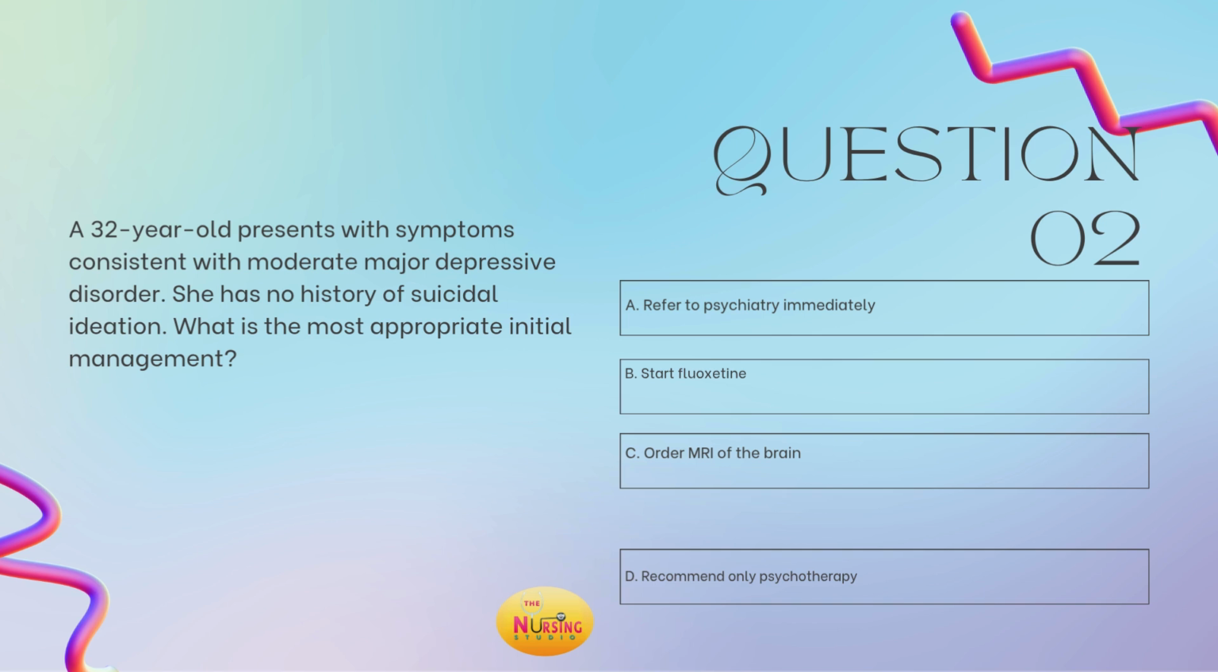All right, and the stem of the question here states, what is the most appropriate initial management? So again, have they provided us with a diagnosis? And they have in this situation. It states that the patient has moderate major depressive disorder without suicidal ideation. Again, remember, we talked about this. First line therapy for major depressive disorder are SSRIs, right? So B will be your best answer.